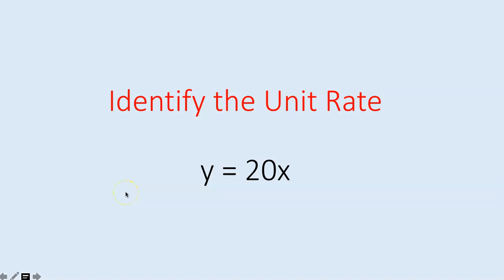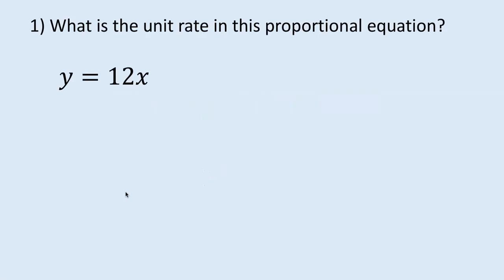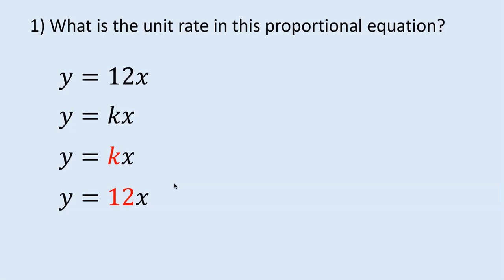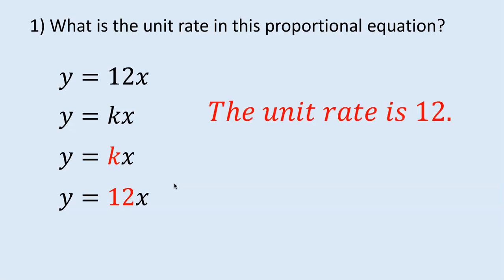In this video, I'm going to teach you how to identify the unit rate in an equation. Number 1, what is the unit rate in this proportional equation, y equals 12x? Recall that a proportional equation looks like this, y equals kx, and k is the unit rate. K is the constant of proportionality. So in this example, the 12 is the unit rate. The 12 is the constant of proportionality.